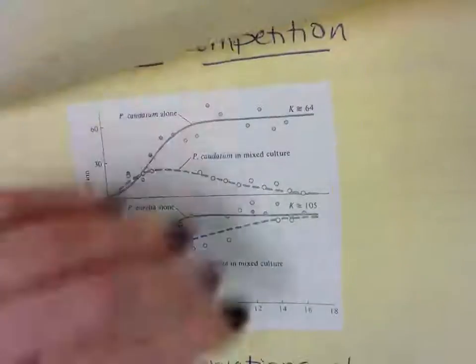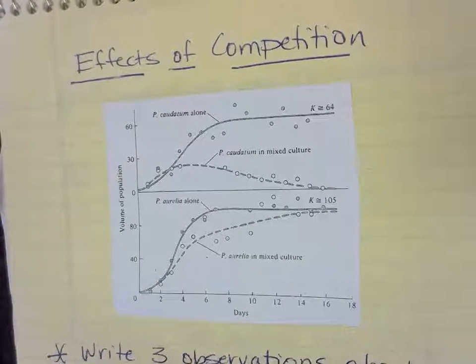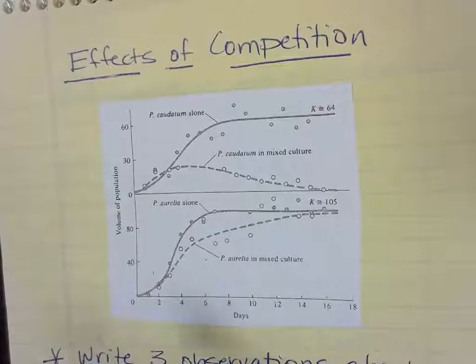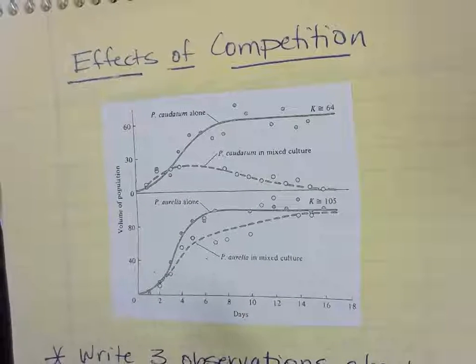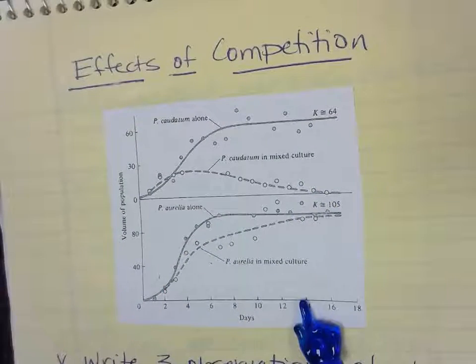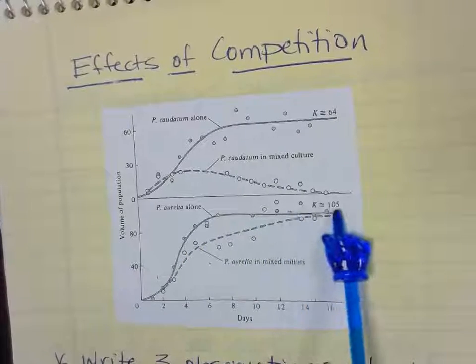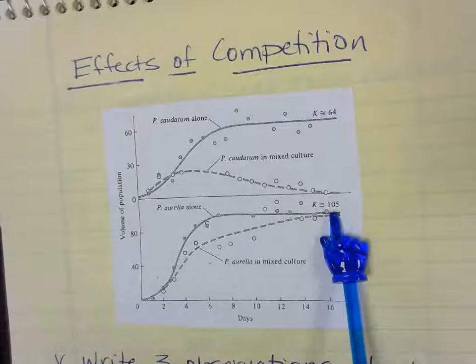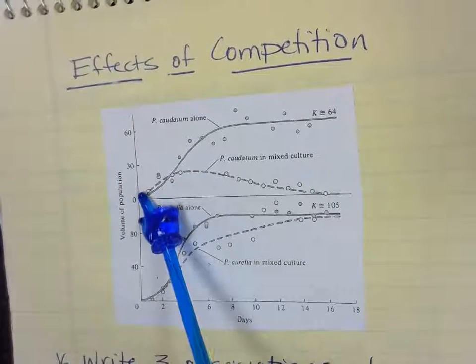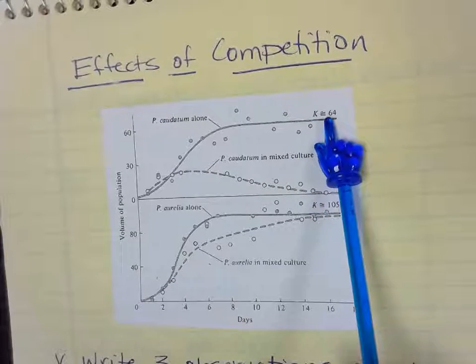Okay. Then we went on to talk about competition. And one takeaway is that when two organisms share a niche and they're competing for resources, if they don't partition the niche, if they are sharing the exact same resource, one of them is going to be outcompeted and the other one will emerge the victor. And that's exactly what we see in these graphs right here. We have the two species of Paramecium, Paramecium aurelia, whose carrying capacity is higher at about 105. And we have another species of Paramecium, Paramecium caudatum, whose carrying capacity in that environment is about 64.